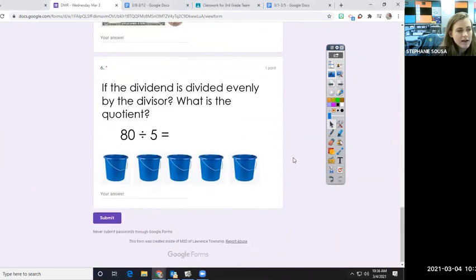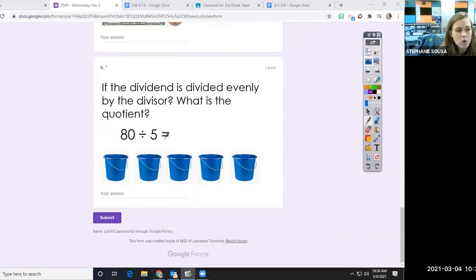All right. Final one, there are buckets. Those buckets remind us that we can count by larger numbers than 1. If the dividend is divided evenly by the divisor, what is the quotient? This is 80 divided by 5. I know that I'll be able to fit 10s in there because 5 tens would be 50, and we need to get to 80, sorry. So I'm going to put 10, 20, 30, 40, 50. So I've just gotten rid of 50. That means I've still got 30 left.